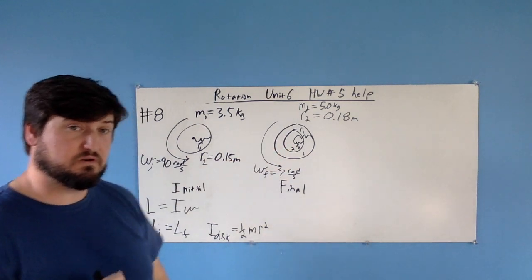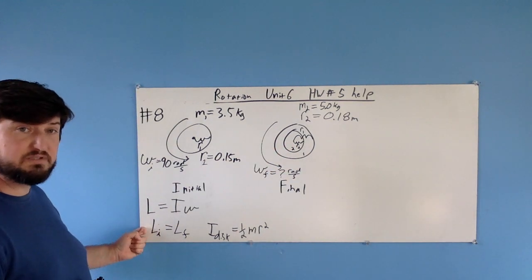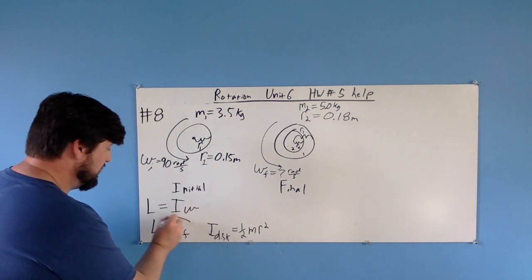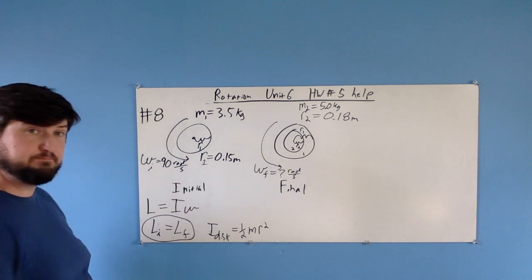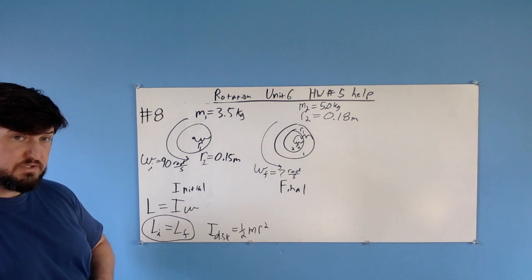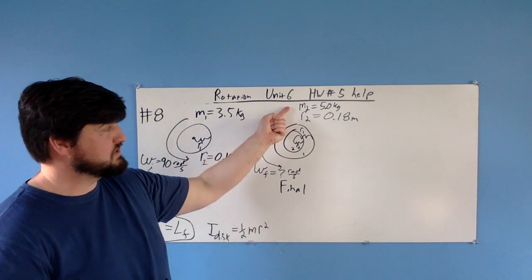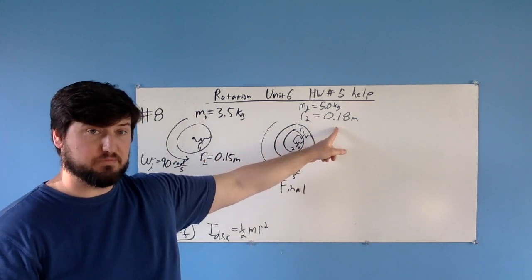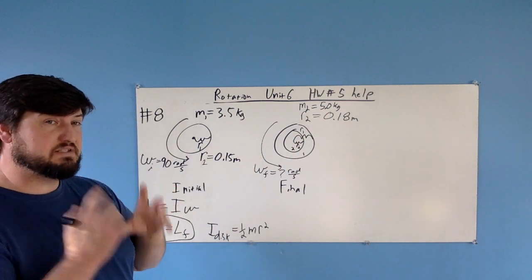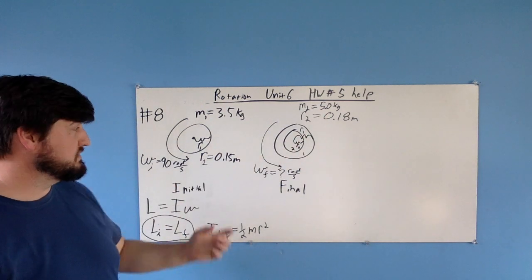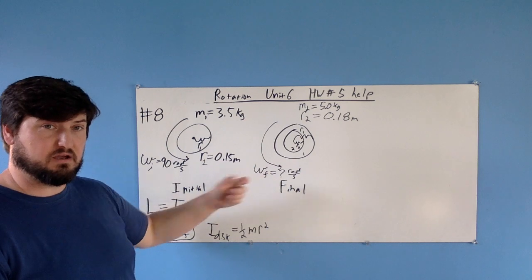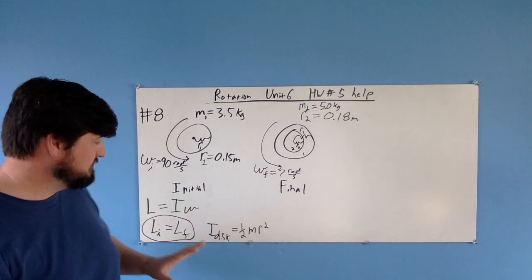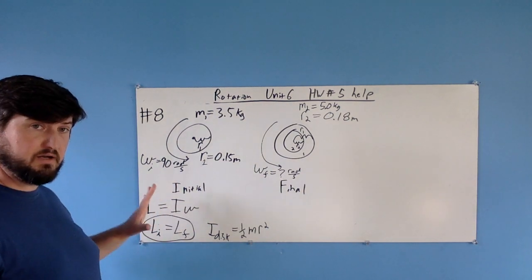So what do we know is conserved? Angular momentum is conserved. So we know this is still true for number 8. What changed? Well, the mass changed. We get a new radius on top of it. We have a second disk on top of the first one. So that also has to change our omega. And in what way does that happen? Well, here's how we figure it out.